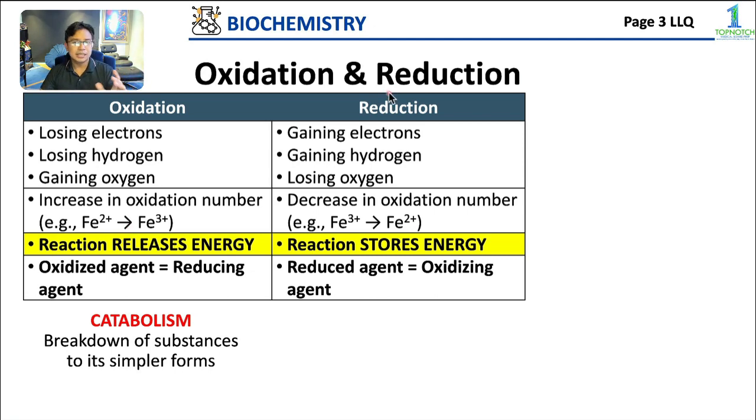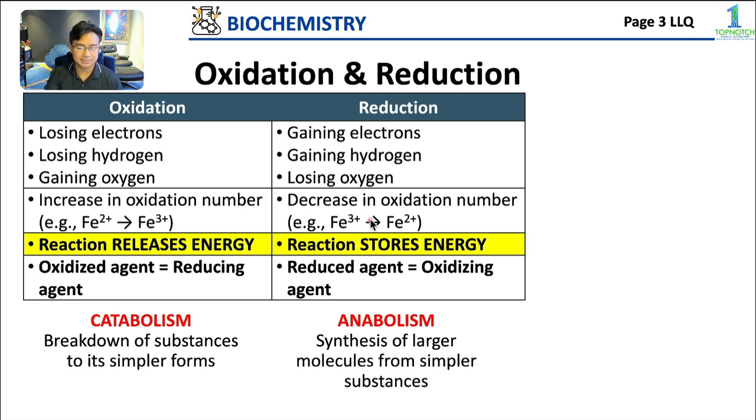In reduction, there is a gain of electrons and hydrogen, but a loss of oxygen. Therefore, you have a decrease in oxidation number. And take note that reduction is mainly involved in storing energy, same as in anabolism, which involves the synthesis of larger molecules from simpler substances. For example, amino acids becoming large chunks of protein. That is anabolism in the process. And of course, the reduced agent in this process becomes the oxidizing agent for the oxidation process.